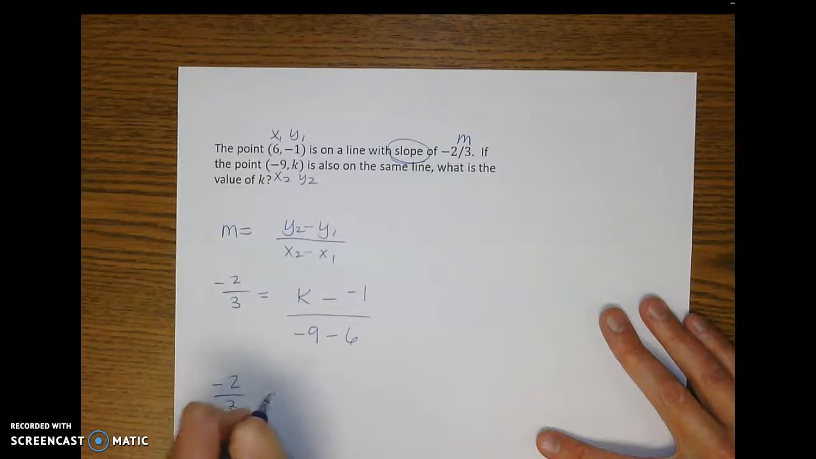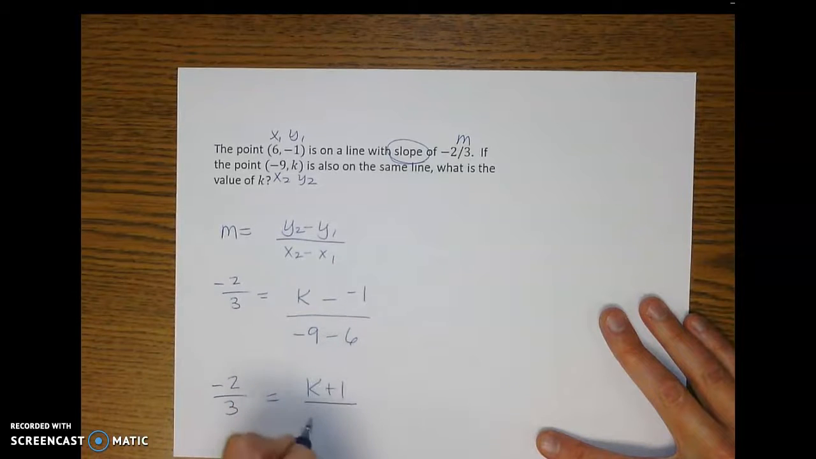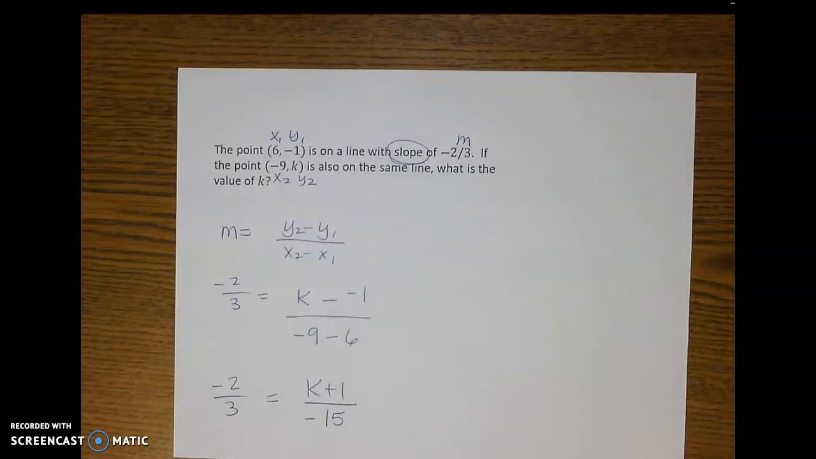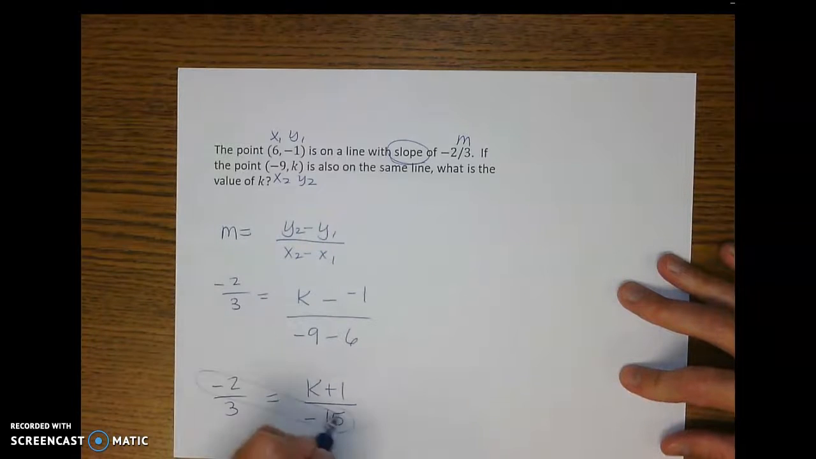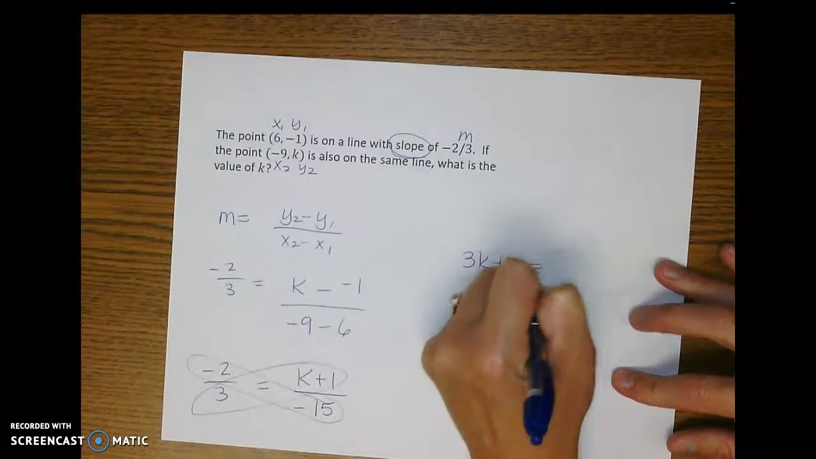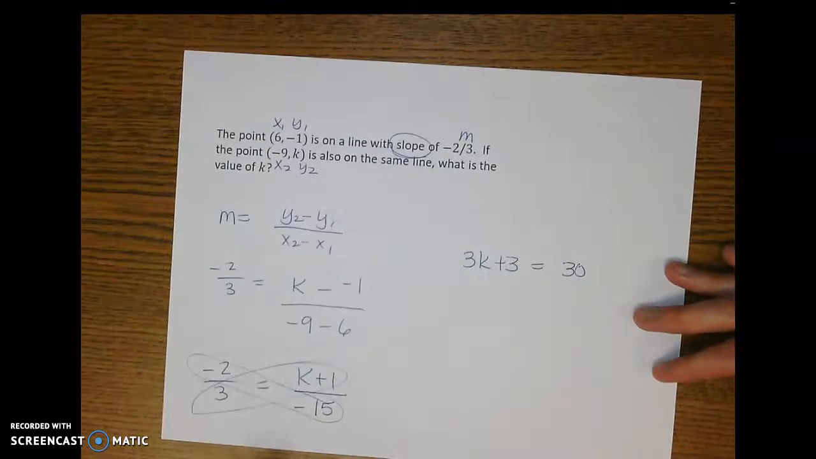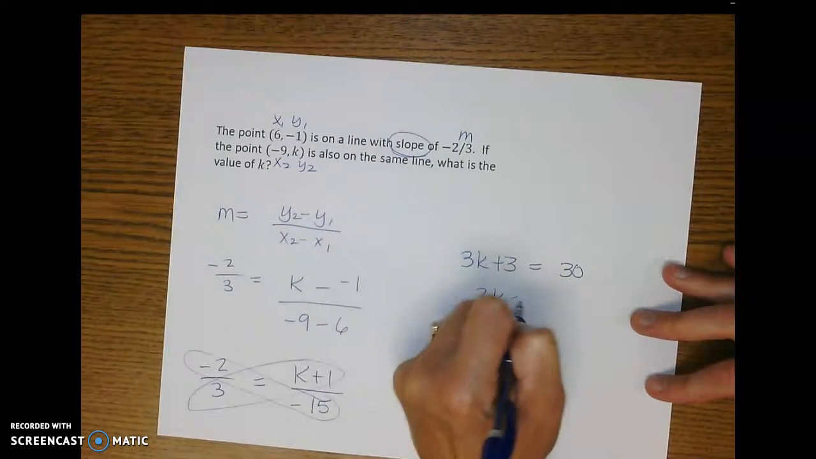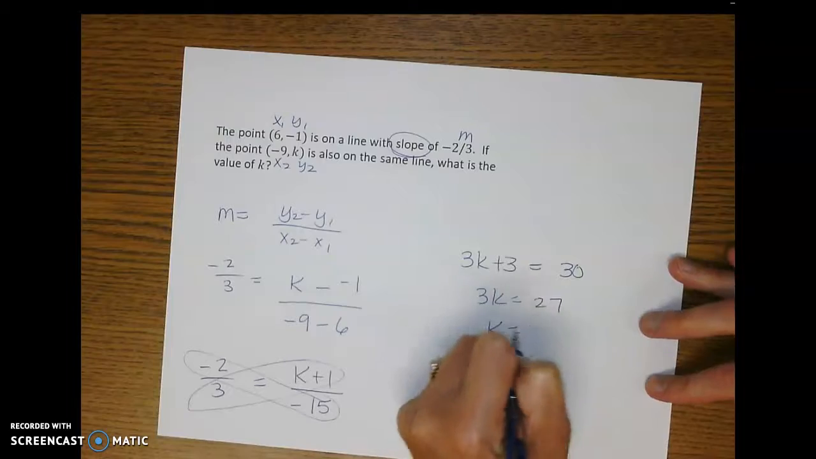-2 over 3 equals k plus 1 over -15. Cross multiply. So 3k plus 3 equals 30. 3k equals 27. K equals 9.